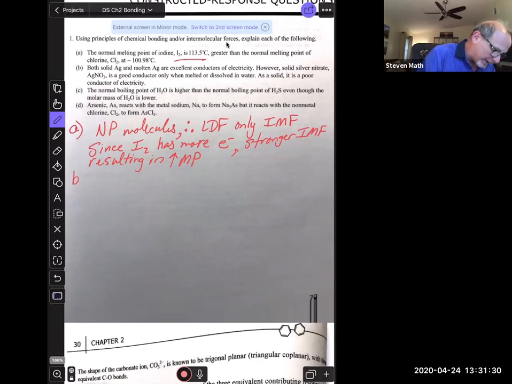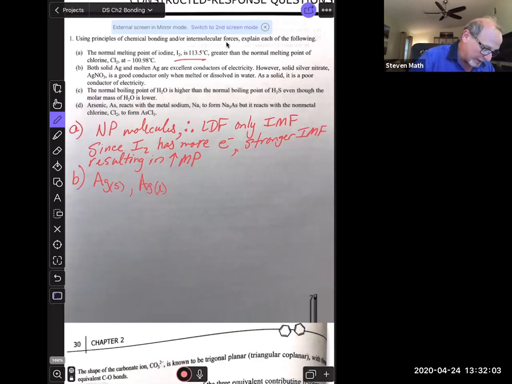Let's look at B. B is a neat question. It says solid Ag, and Ag molten, which would be Ag as a liquid. That's what molten means. We've melted it. Okay? Both of these conduct electricity. However, solid silver nitrate is only a good conductor when we melt it or dissolve it. That would take quite a bit of energy to melt AgNO3. It's ionic. It's going to take a lot of juice. So as a solid, it's a poor conductor.